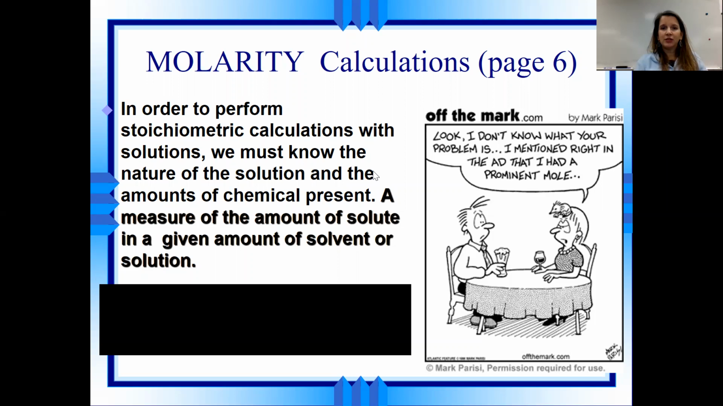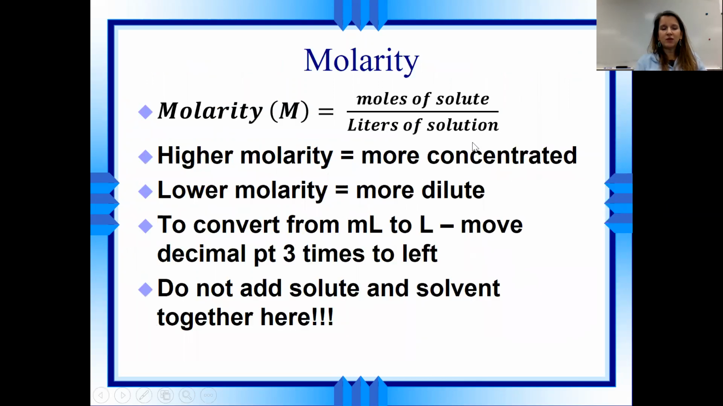Okay? Now when you look at your formula here, molarity, which is going to be represented by a big M, so that's going to be our unit for molarity. And the formula is molarity is equal to moles of solute over liters of solution. We need to make sure that this is moles on the top. We cannot put grams. We have to have moles on the top. We're going to have liters on the bottom.